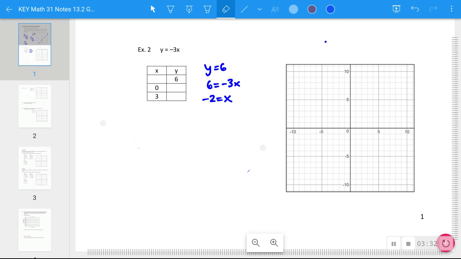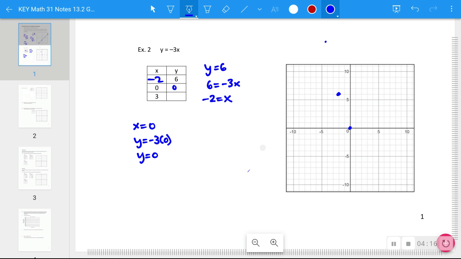And you can see that when you put a 6 in for the y right here, and divide both sides by -3, you get a -2 value for x. So that one's 2 to the left and 6 up. Okay, for the next calculation, we're going to use a 0 for the x, so we're going to put a 0 right there. And those calculations are shown here, and you get a 0 for the y. So this one, 0, 0, is just the origin.